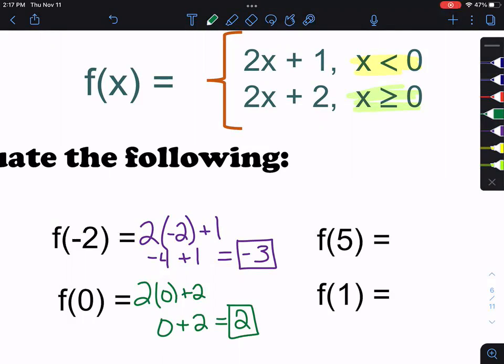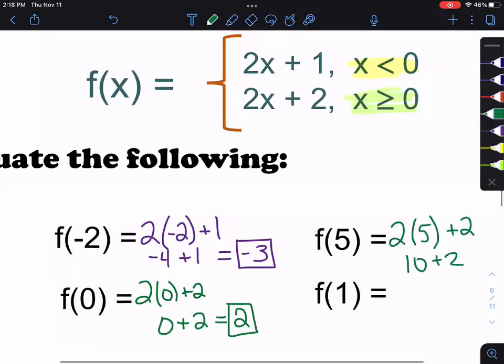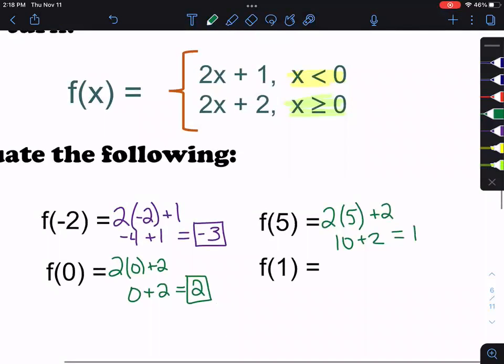On the right-hand side, f of 5, our x value here is 5. 5 is greater than or equal to 0. So again, we're going to use the bottom equation. So 2 times 5 plus 2. 2 times 5 is 10. 10 plus 2 is 12.